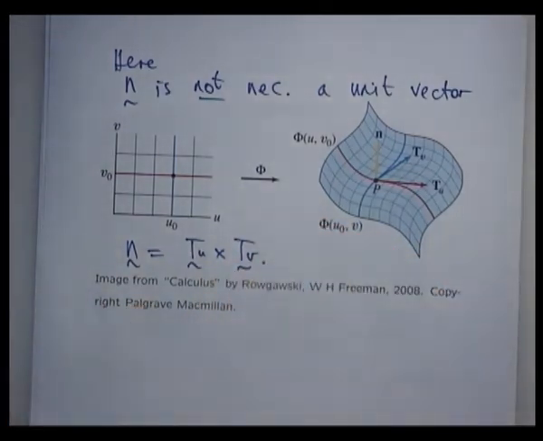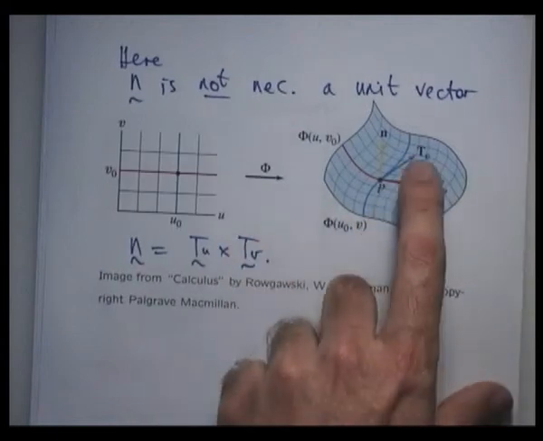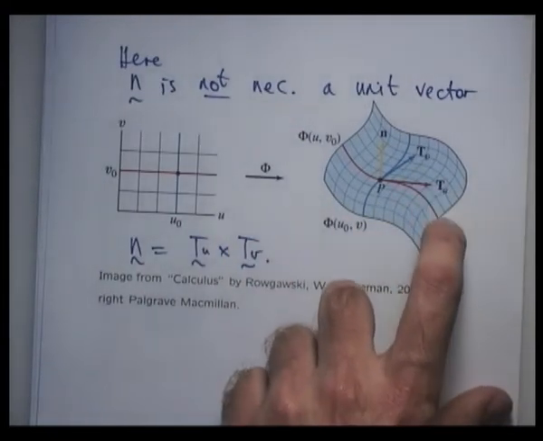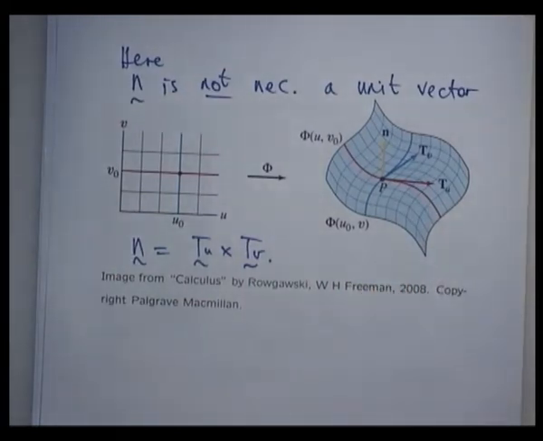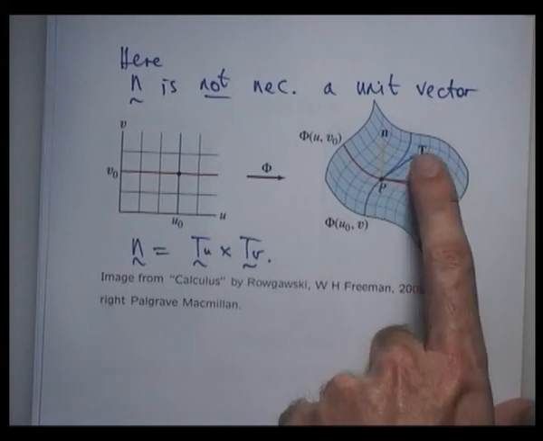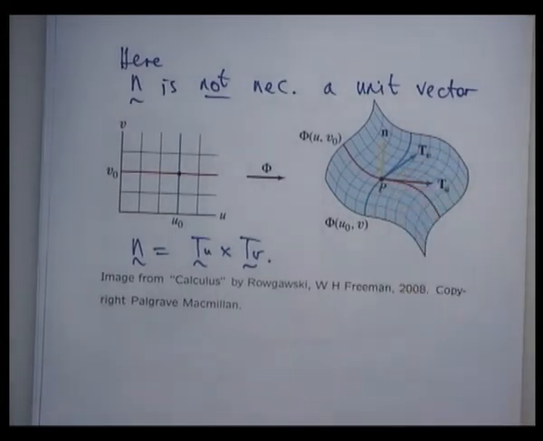So be careful with the notation in this section. When you see the vector N, it's not necessarily a unit vector. And secondly, these tangent vectors are not necessarily unit tangent vectors either. We've worked with unit tangent vectors when we did line integrals, but here there's no hat. Okay, that's why it's very important to distinguish between these two cases.